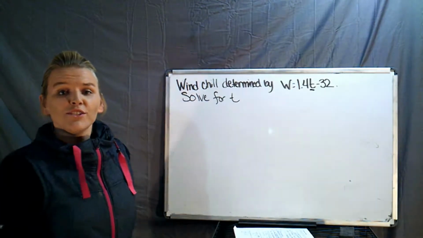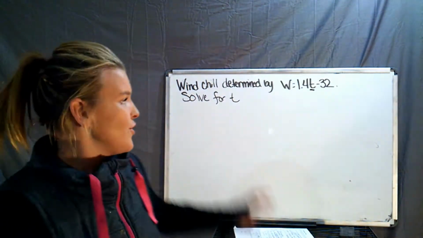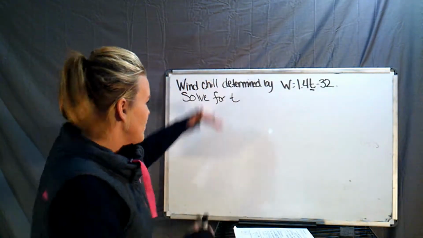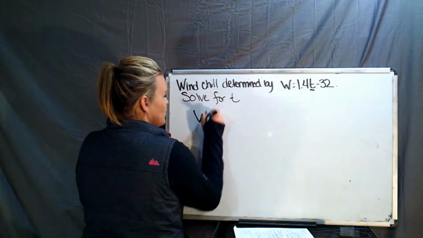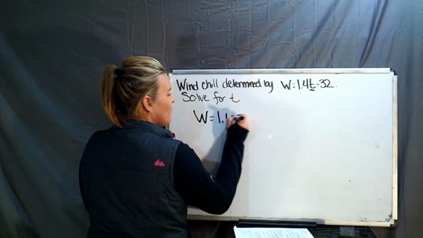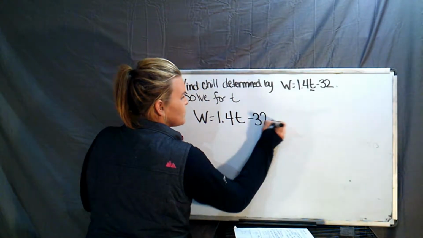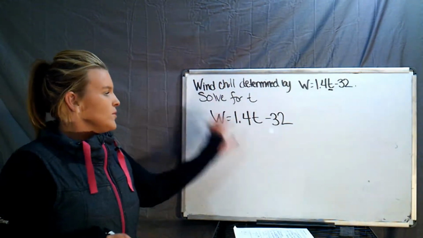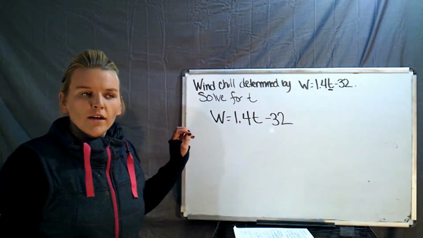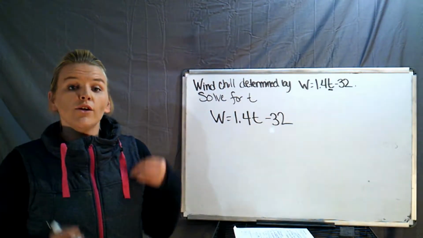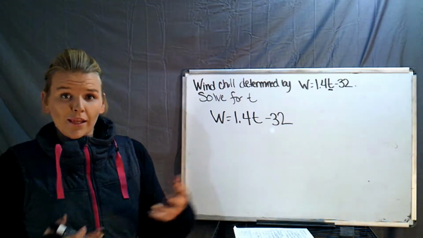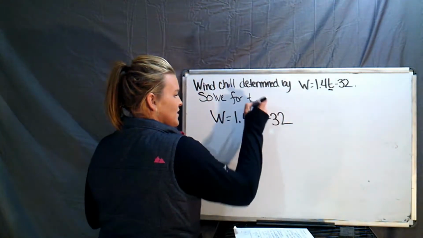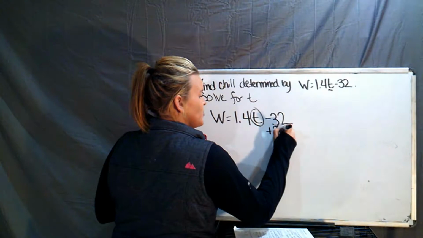The first thing I want you guys to do is rewrite this. I don't want you to just be trying to do it up in the question. So rewrite it down here at the bottom: W is equal to 1.4 T minus 32. What is happening to T? T is being multiplied by 1.4 and then 32 is being subtracted from it. So since 32 is that last operation, we're going to add 32 first to both sides. I'm trying to isolate this guy. Plus 32 to both sides.